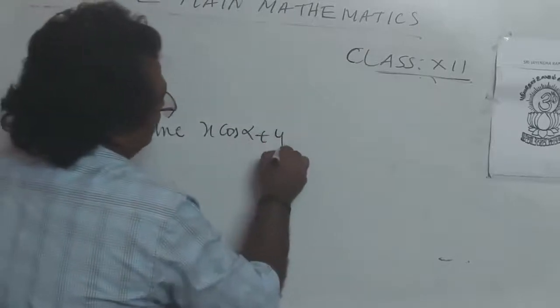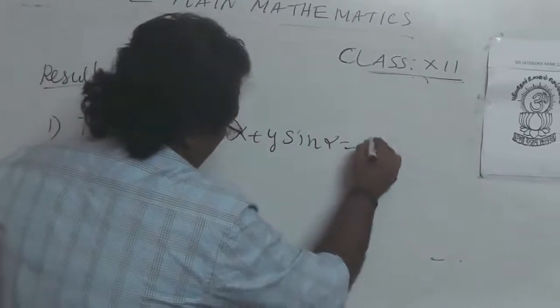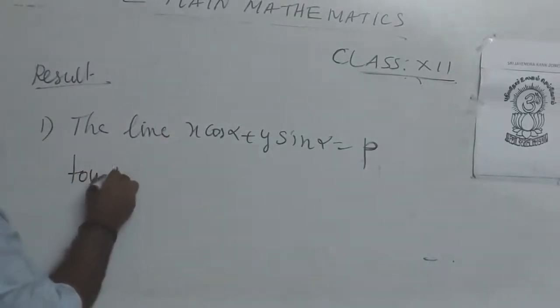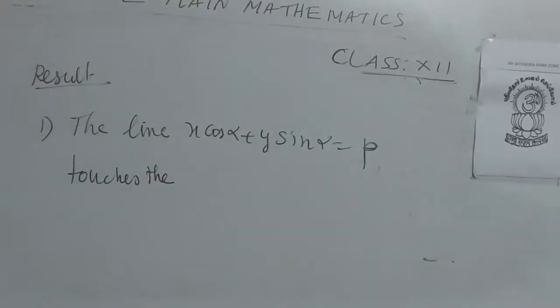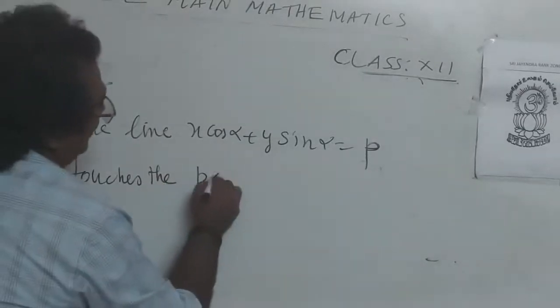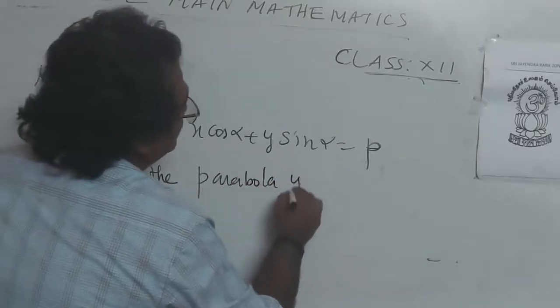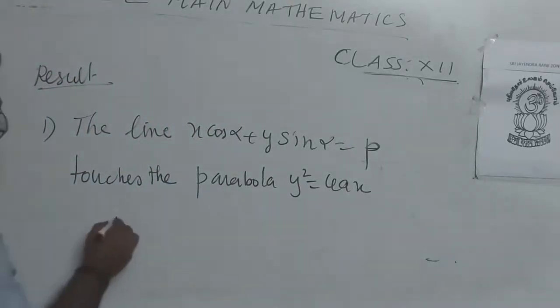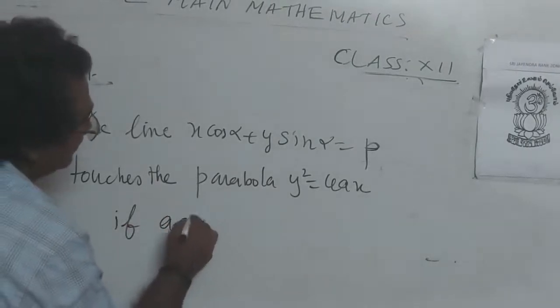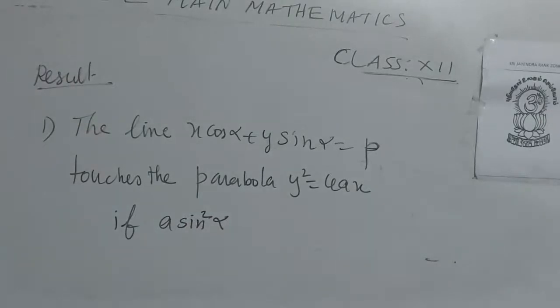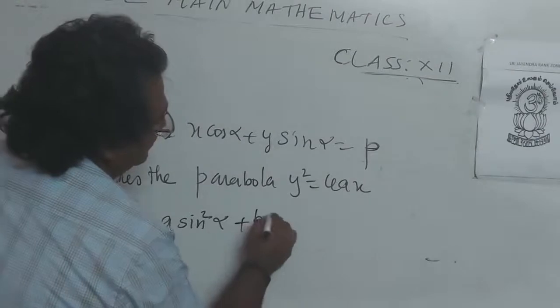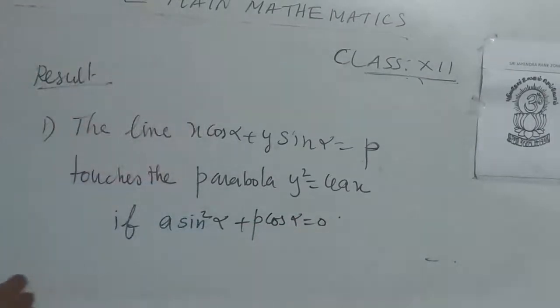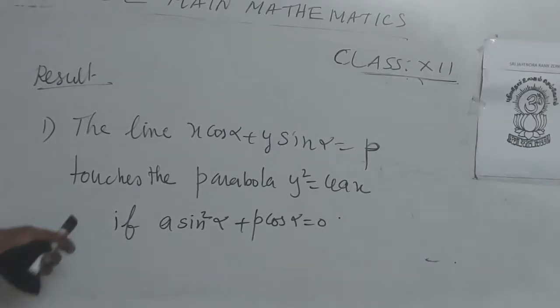The line x cos alpha plus y sin alpha equal to p touches the parabola y squared equal to 4ax if a sin squared alpha plus p cos alpha equal to 0. So you can derive this as we did in the previous sum, always remember this as a result.